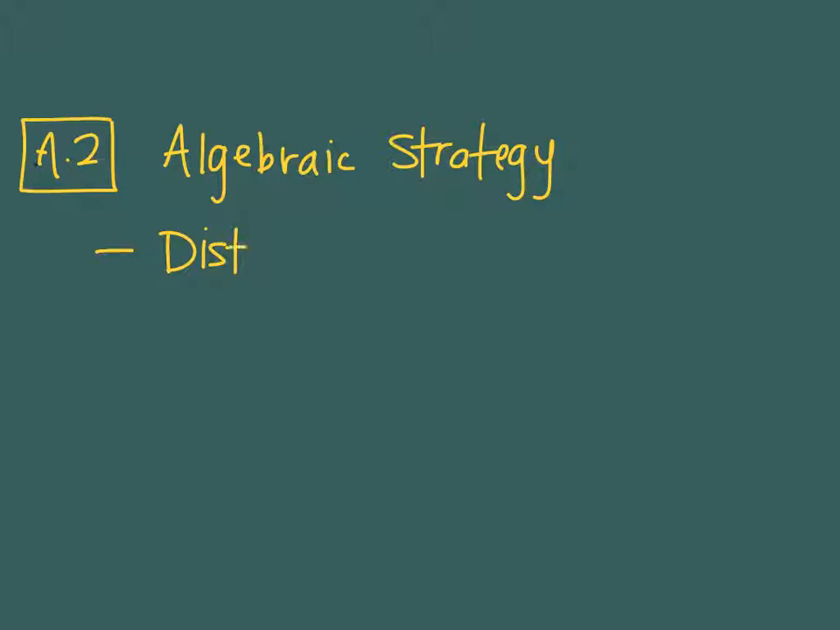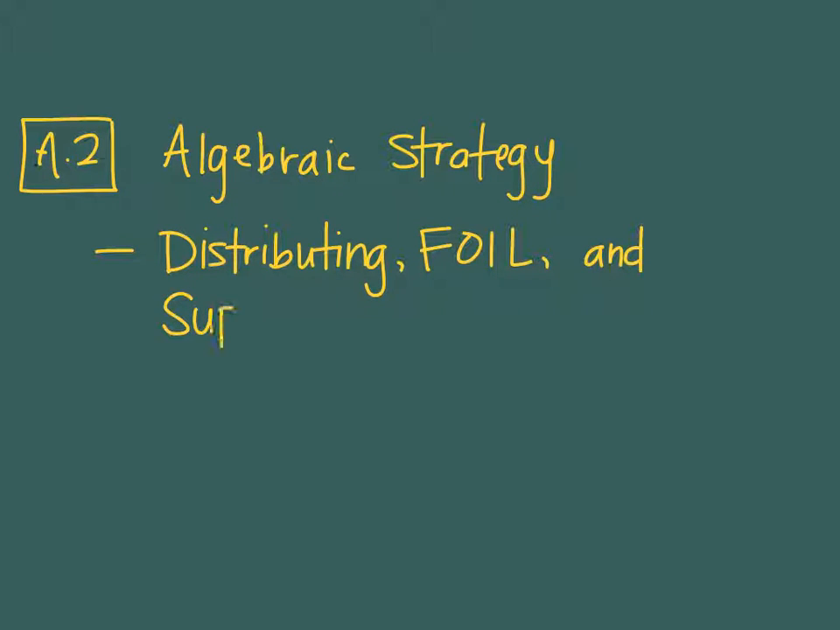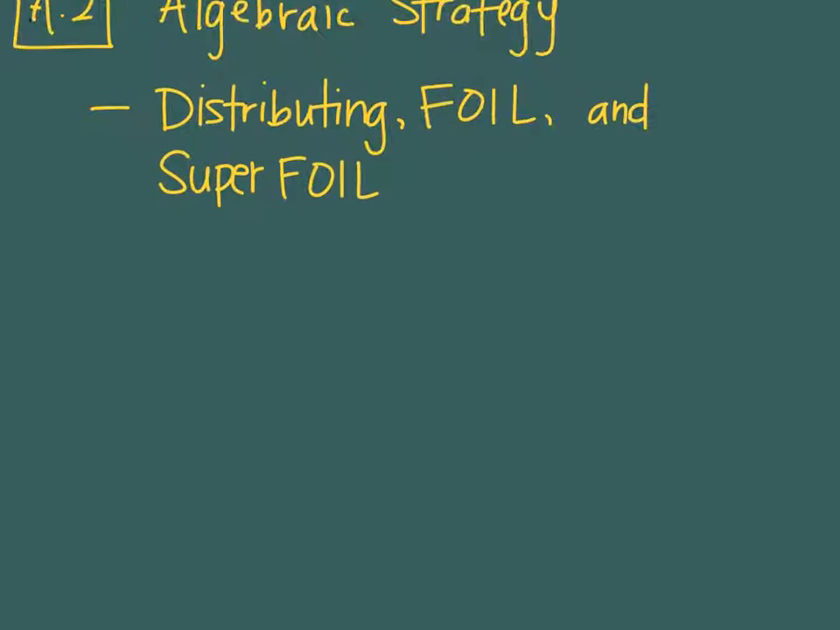Distributing, which you already know how to do because we've done it already. FOIL, which we haven't done yet, but I'm pretty sure you remember how to do. And superFOIL. Those are all distributing. Distributing is just distributing one thing. FOIL is distributing a couple things at a time: first, outside, inside, last. SuperFOIL is distributing multiple things many times. So it's all distributing. It just gets increasingly more complex as we go. So let's start with distributing.